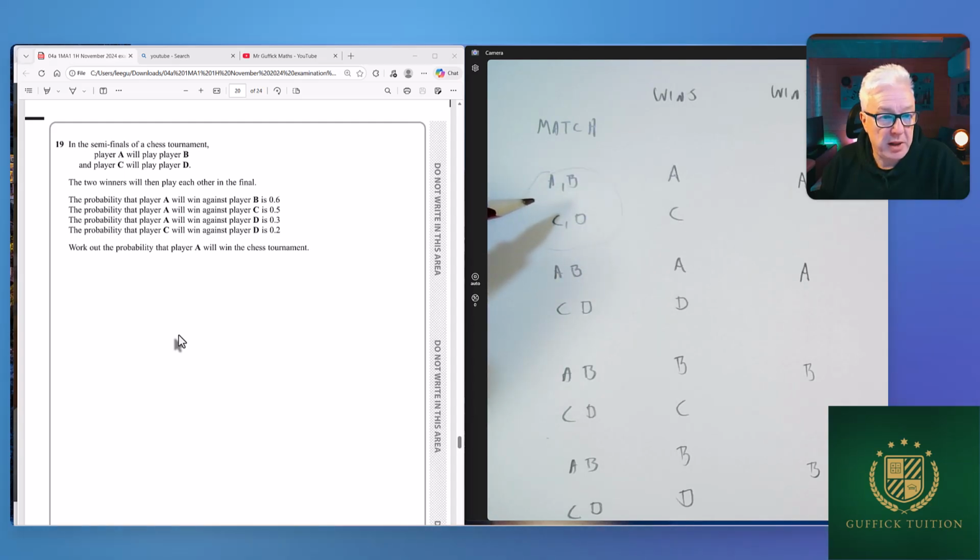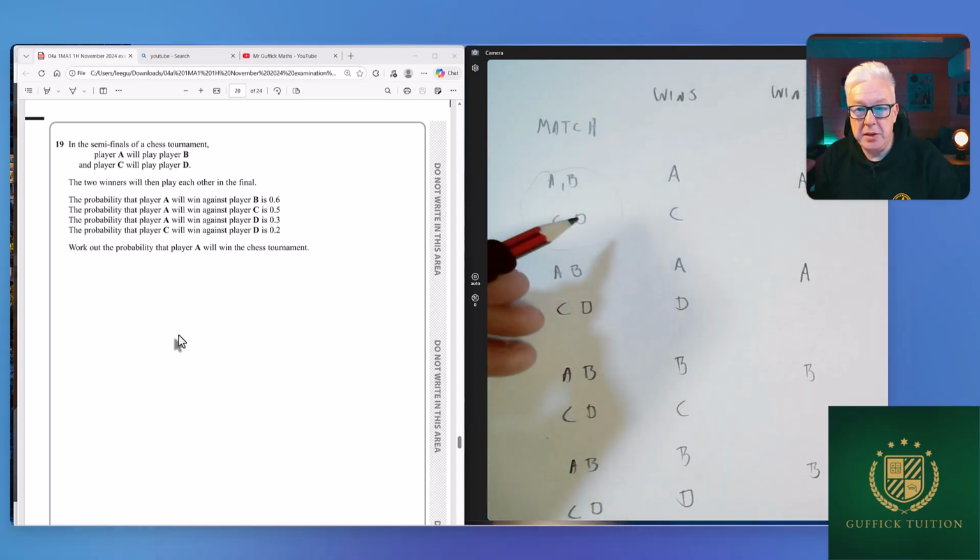The probability that player A will win against B is 0.6. The probability that player A will win against C is 0.5. The probability that A will win against D is 0.3. The probability that player C will win against D is 0.2. Work out the probability that A wins the chess tournament.